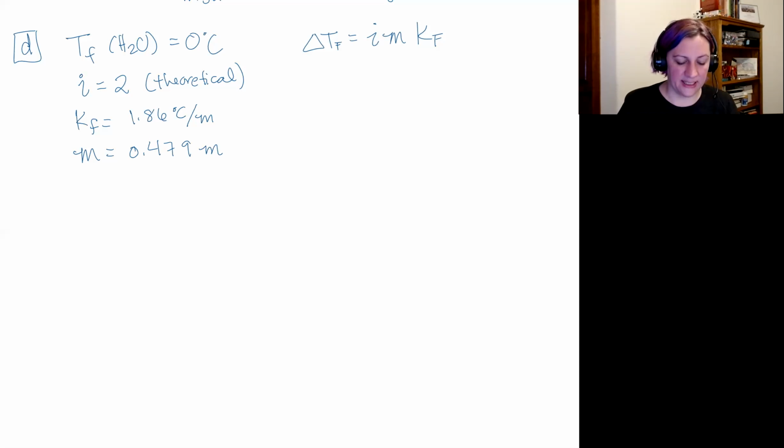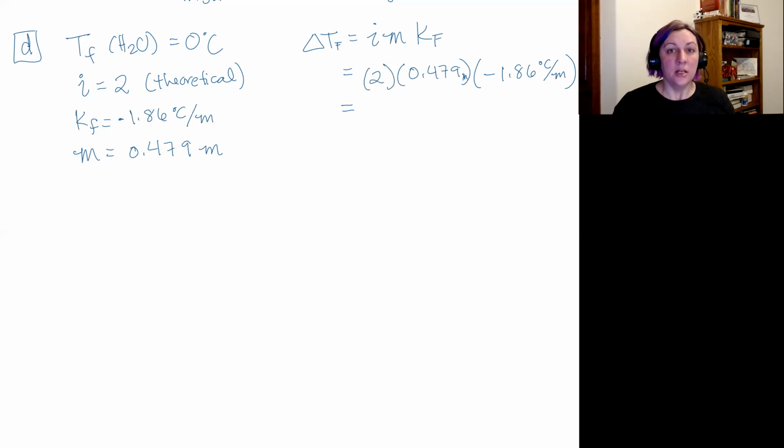which I believe actually is negative, sorry. And I missed that on there. So we've got our 2 for our van 't Hoff factor, our molality of 0.479, and then we'll multiply this by our negative 1.86 degrees Celsius per molal. And that'll give us the change. So this will be how this is different from 0 degrees Celsius. And when I plug this in, I get a value that's negative 1.78 degrees Celsius.